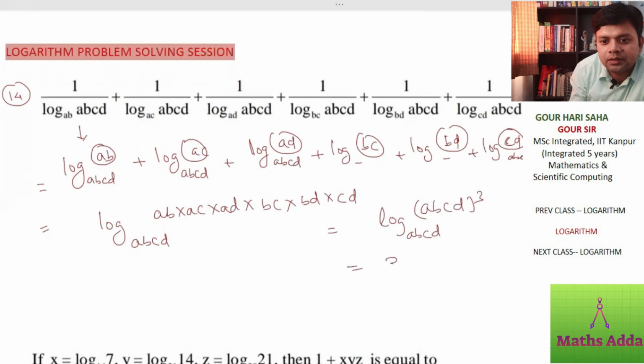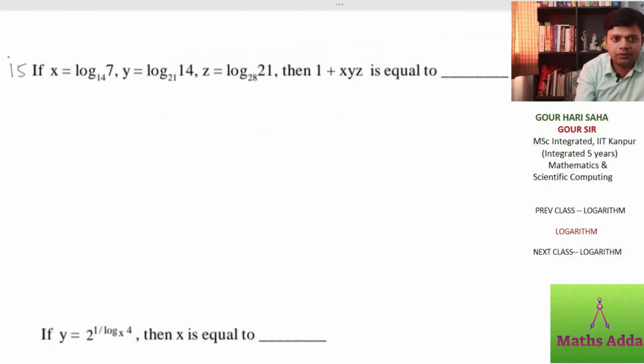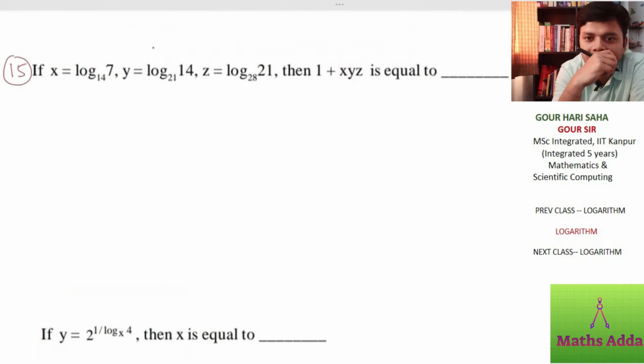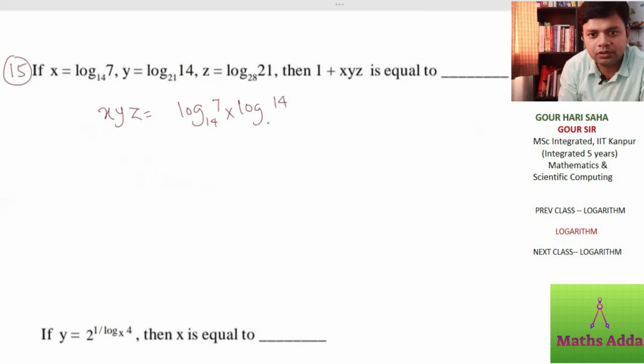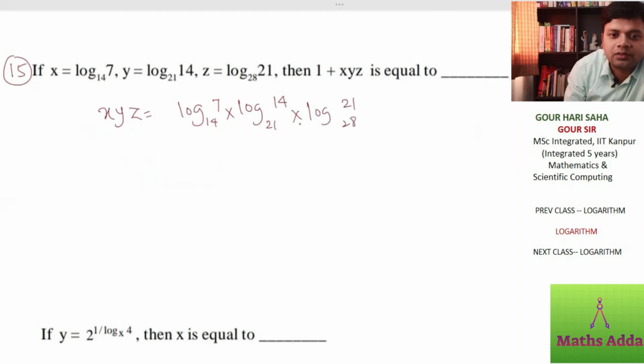What will be the answer? The answer will be 3. So you got one more question. Now question number 15. X is this, y is this, z is this. Then what is 1 plus xyz? So we must find xyz first. So xyz: this is log of 7 base 14, that is x, log of 14 base 21 into log of 21 base 28, this is x plus y plus z, or if you write 1 plus then add 1 here.